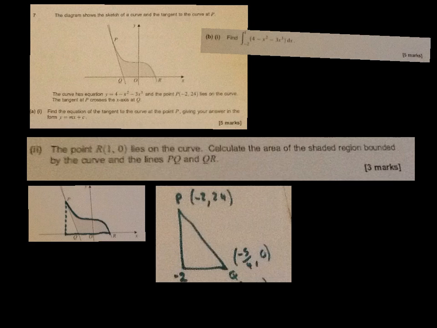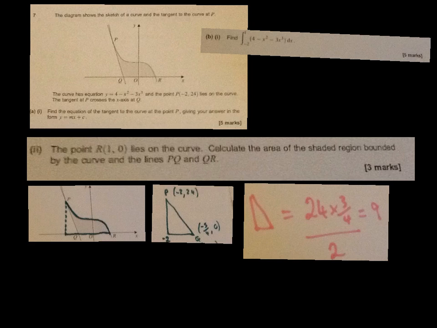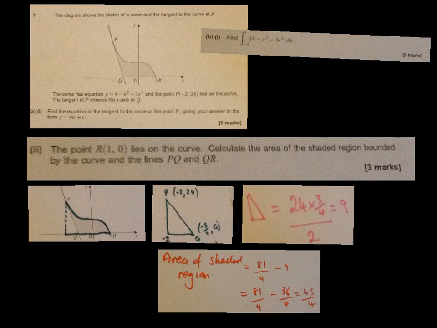And this length, well, it's from the x-axis up to when y is 24, so it would be 24. So you can have 24 times 3/4 divided by 2. Okay, so you get an area of 9 for the triangle. So then the shaded region would be the answer from part B part 1, 81 quarters minus 9. Okay, so subtracting 9 from the 81 over 4, we get 45 quarters.